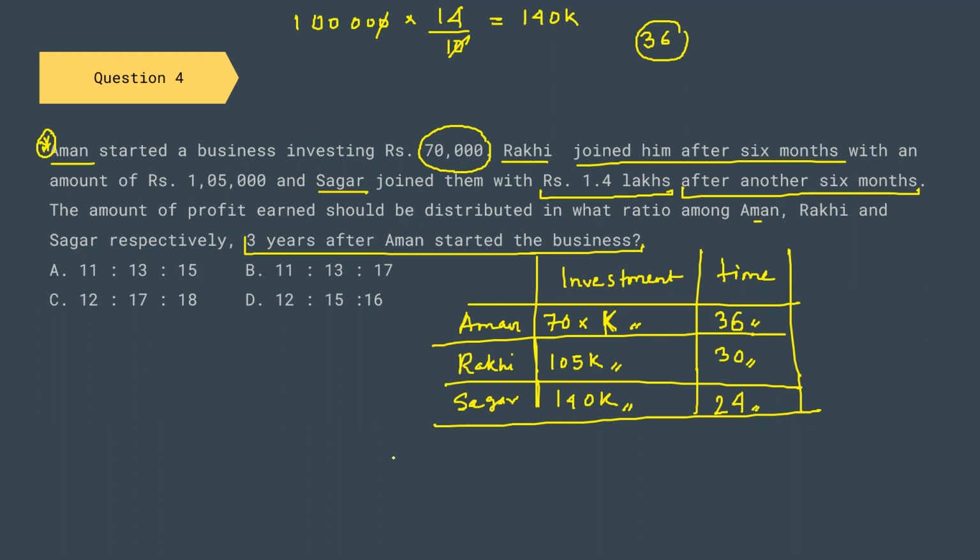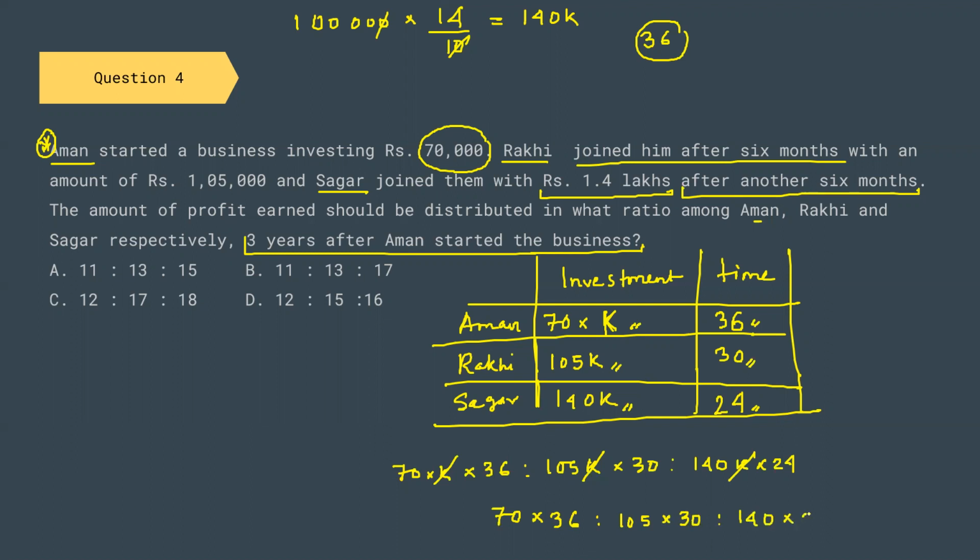So what will be the ratio? The ratio will be 70 into K into 36. That is for Aman. Then for Raki, this will be 105K into 30. And for Sagar, it will be 140K into 24. Now, this K and this K will be cancelled. So what are we left with? We are left with 70 into 36 is to 105 into 30 is to 140 into 24.